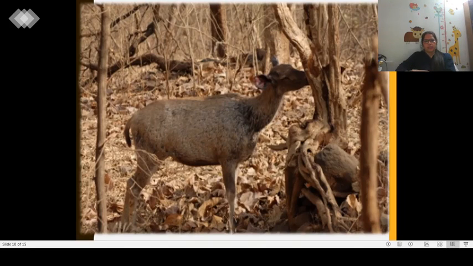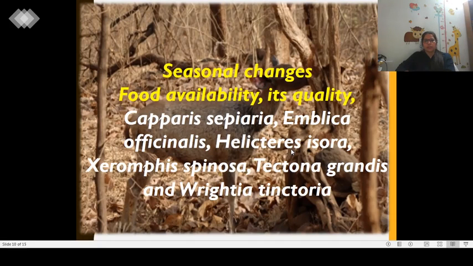Sambar is a mixed feeder but primarily a browser. It feeds upon some species like Capparis sepiaria, Emblica officinalis, Helicteres isora, Xeromphis spinosa, Tectona grandis, and Ricinus tinctoria. Although sambar feeds much more on the bark of trees rather than on shoots and leaves during the winter and summer seasons, during the monsoon season they feed upon grasses on the basis of availability.